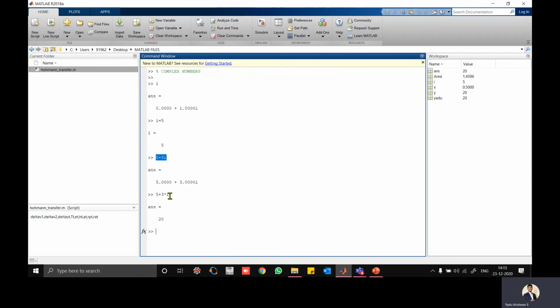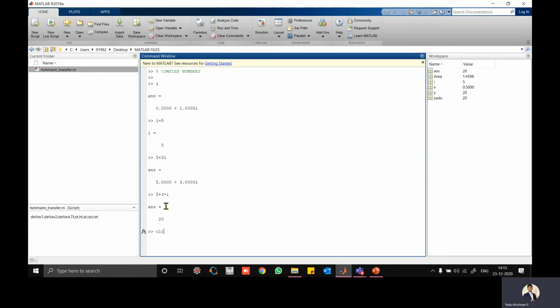So 5 plus 3i is here. Now you can just note it down and write it in MATLAB and see 5 plus 3i. So I didn't put any operator between 3 and i, so that is considered as 5 plus 3i. It's a complex number. But when I put an operator, that is nothing but star, I mean multiplication, I get a value of 20.